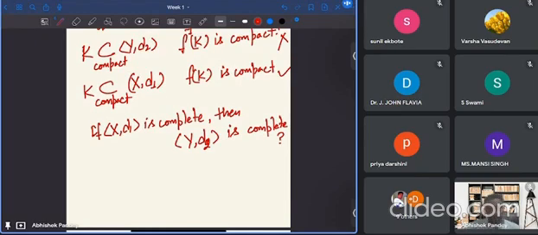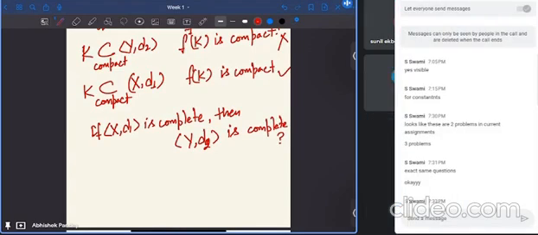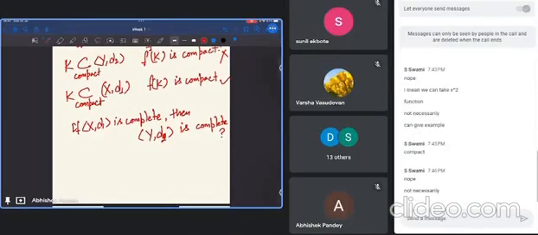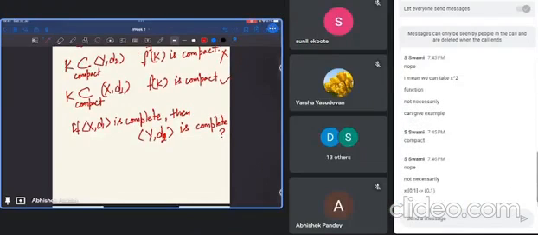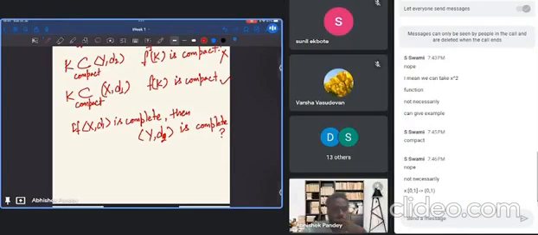Yeah, so some comments are there. Let me just check. So what is the answer? X such that (0,1) to (0,1). Yeah, exactly. So for continuous, it is easy to construct an example.